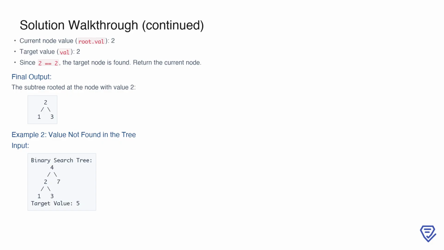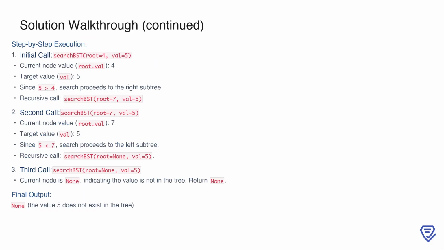Since 5 does not exist in the tree, the algorithm will traverse the tree as needed until it determines that the value is not found. For this second example, the algorithm begins by calling the function with the root node, which has a value of 4. Since 5 is greater than 4, the binary search tree property directs us to search in the right subtree. A recursive call is made with the right child of 4, which is the node with value 7.